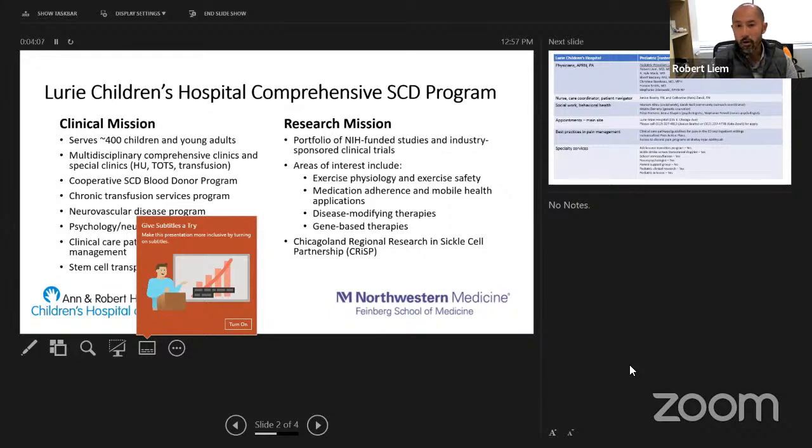We have a number of open trials, pediatric trials for disease-modifying therapies. People have already talked about them, crizanlizumab, Oxbryta. And then we have had a rich history of opening studies for gene-based curative therapies here at Lurie Children's, and that's been of interest to a lot of people.